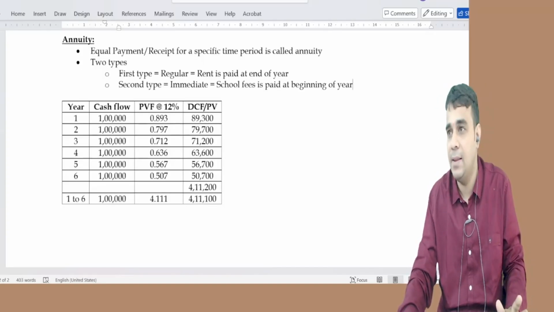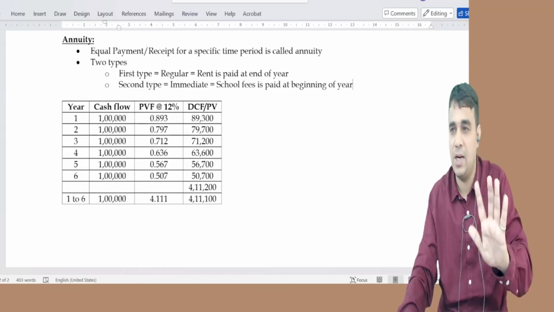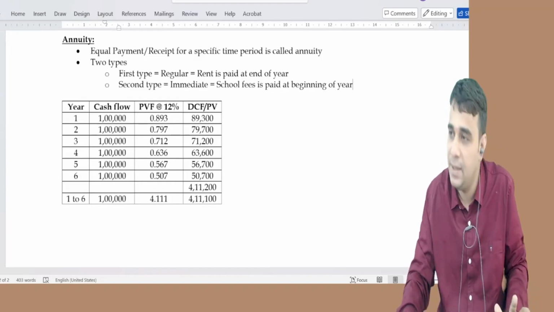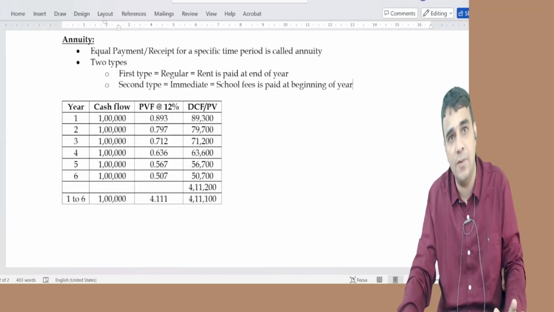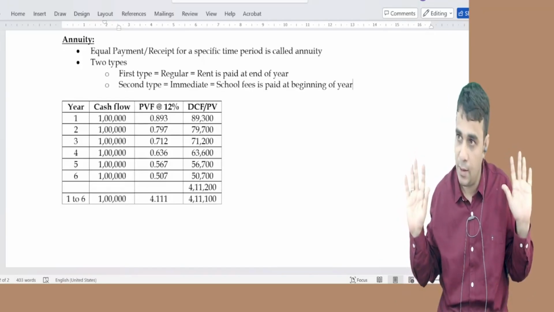Immediate, paid at the beginning of year. How does it change the calculation? You will understand as I proceed forward. But there are two types. One is paid at the beginning of the year. One is paid at the end of the year. Able to understand the concept till this?